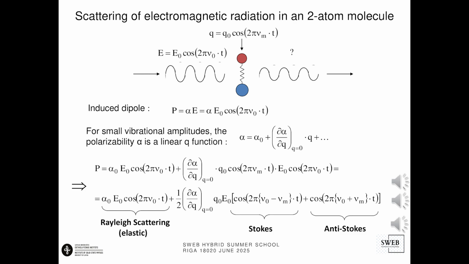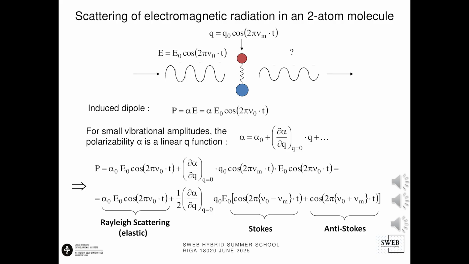Let's start with the classical physics model. The incident radiation polarizes the molecule and induces an electric dipole in it. The polarizability of a molecule depends on the distance between the atoms. For atomic vibration with small amplitudes, we can perform a mathematical calculation, which will result in a formula with three terms. An electric dipole oscillates at three frequencies.